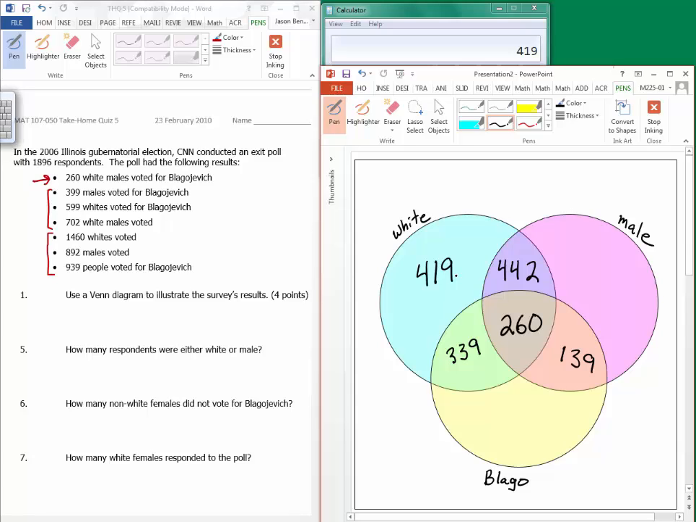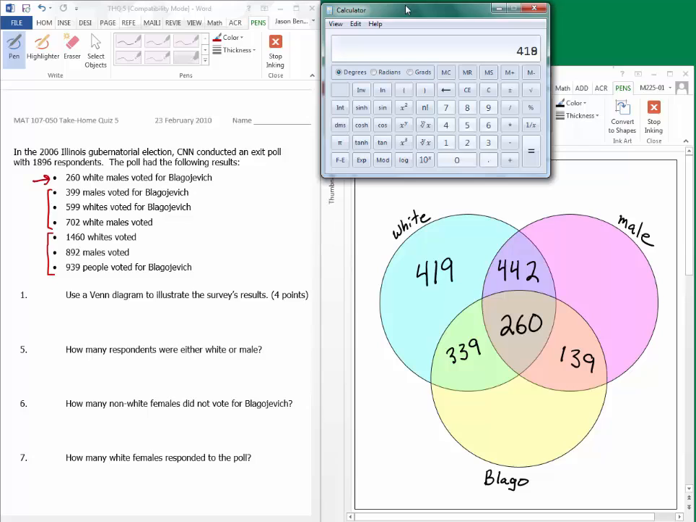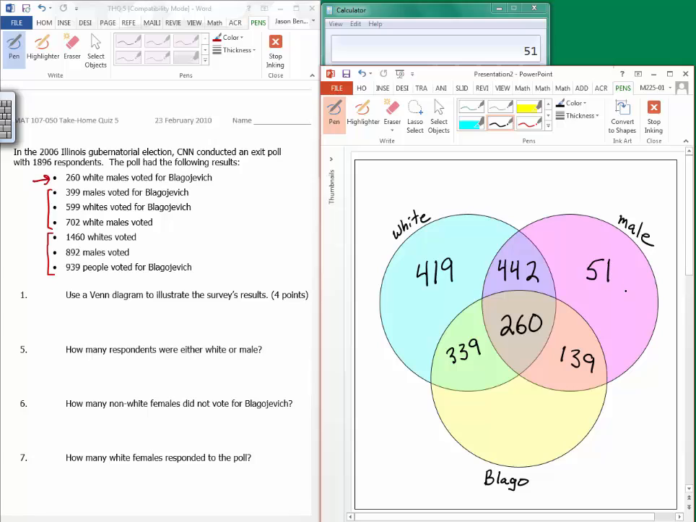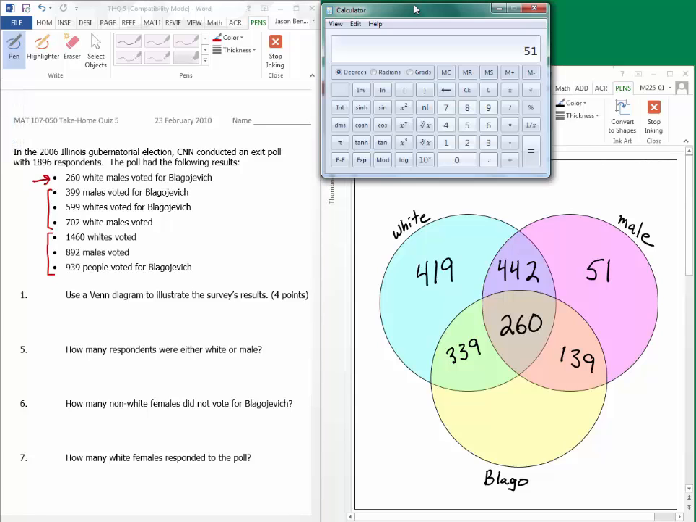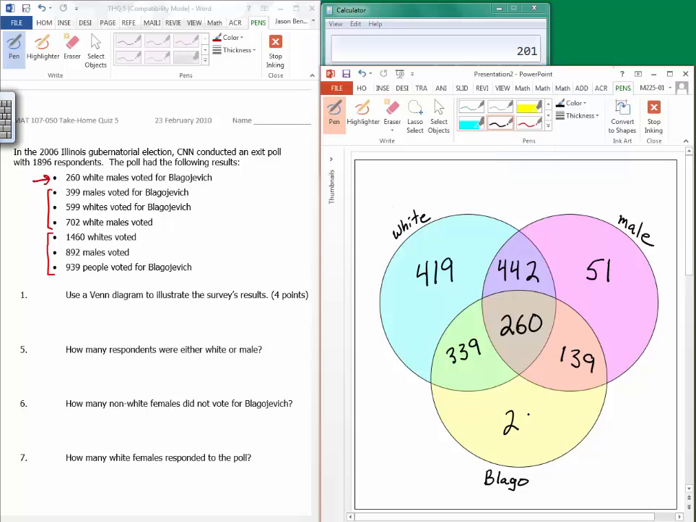Same thing for the magenta circle with the males. I had 892 males, but then I subtract off 442, 260, and 139. And I'm left with 51. And lastly, the Blagojevich voters, 939. So I take 939 minus 339, 260, 139, 201.